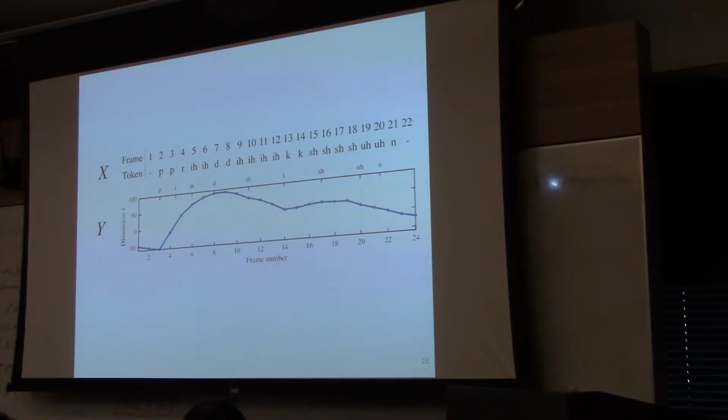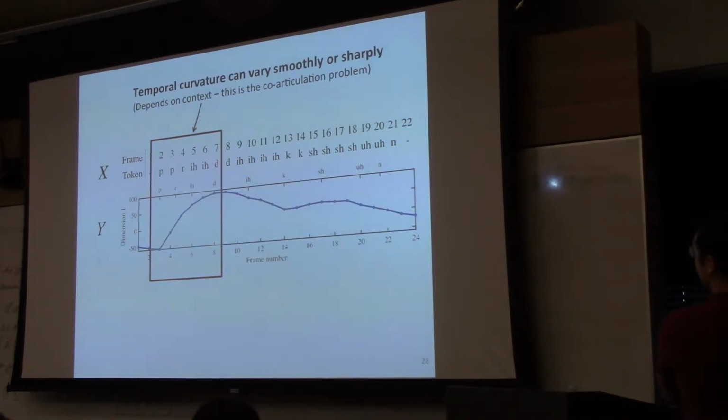So what are some properties of this prediction problem? It's a sequence prediction problem, right? So you could think about doing this prediction, X to Y, using a conditional random field. Well, the first one is that the temporal curvature over time can vary very smoothly or sharply. So for example, here the curvature is very sharp, and somehow this curvature is smooth, and it's smooth across multiple frames. Right? So this is not something that you would imagine being able to model easily using a first-order conditional random field.